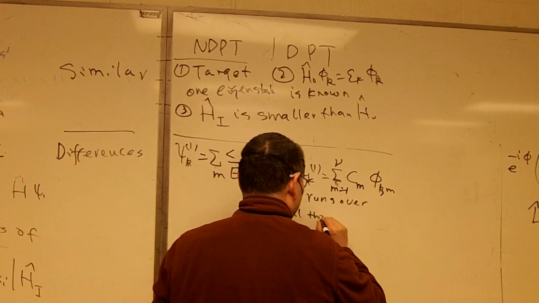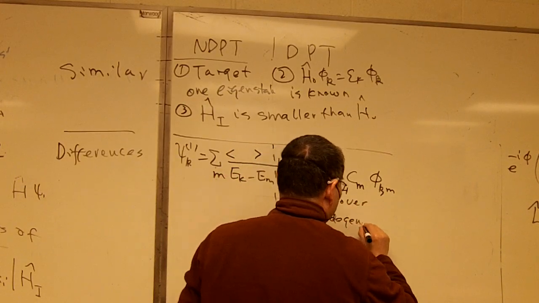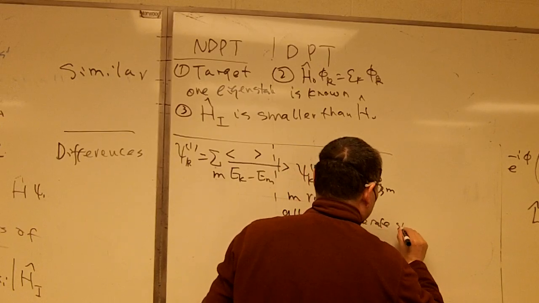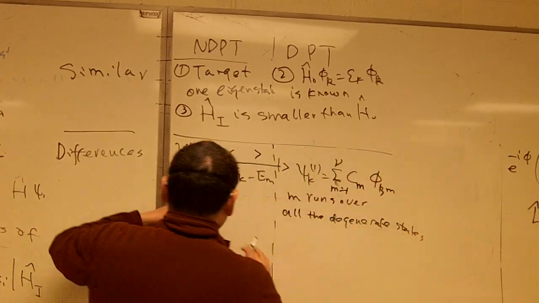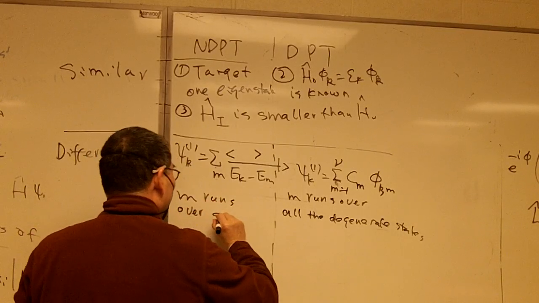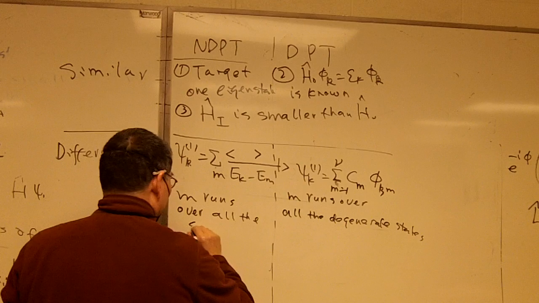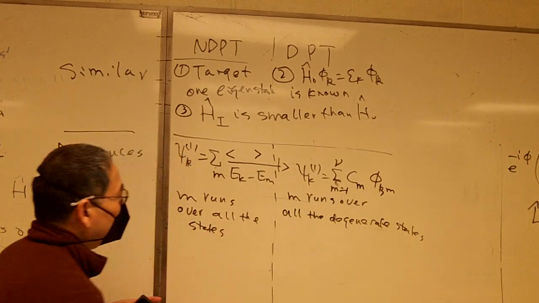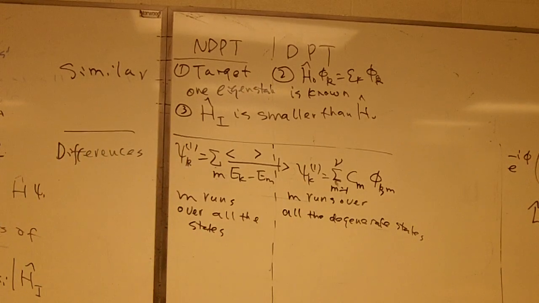all the degenerate states. Here M runs over all the states. So there is a big difference.